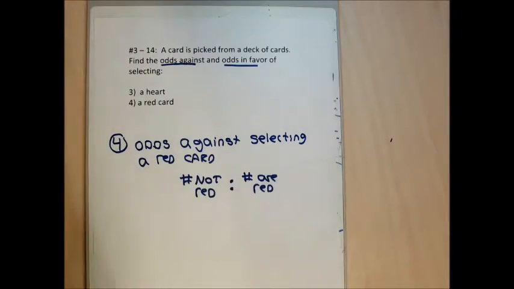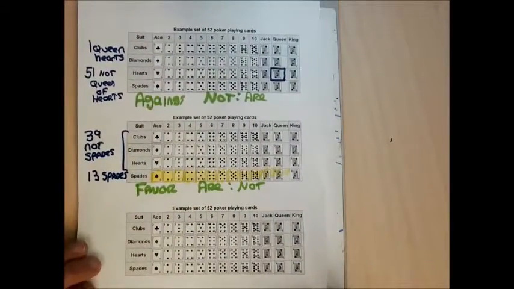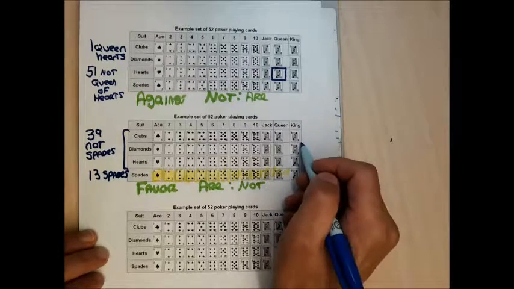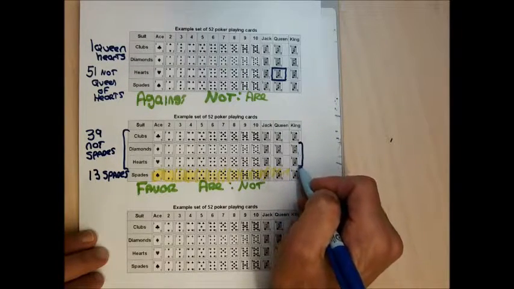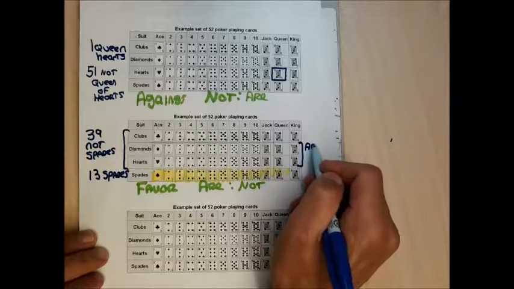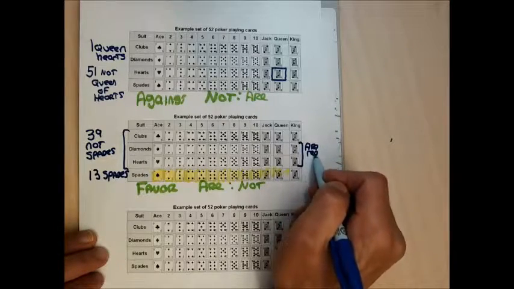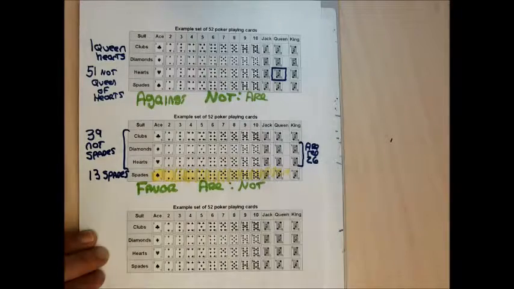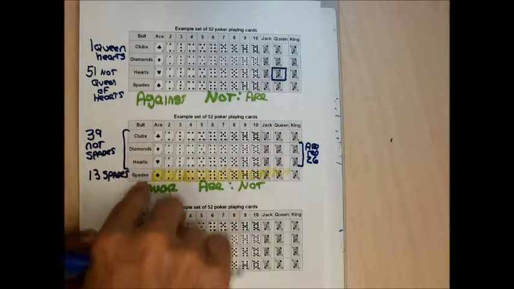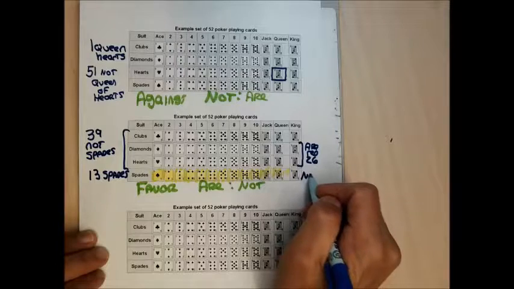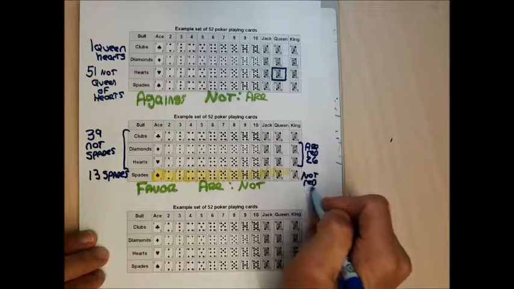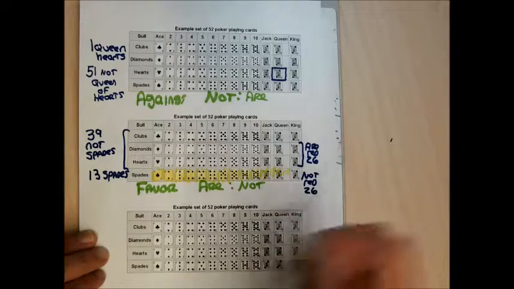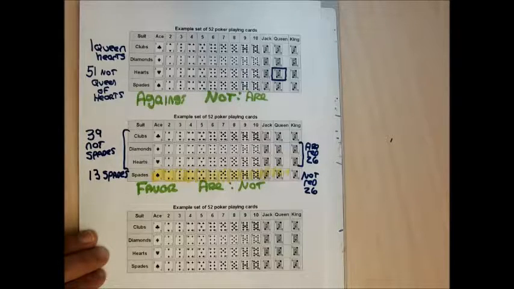So for my deck of cards, or for any deck of cards, the red cards are the hearts and the diamonds. For the number of cards that are red, there's 13 hearts and 13 diamonds. There's going to be 26 red cards. The clubs and the spades are the not reds. There's 13 clubs and 13 spades. There's going to be 26 cards that are not red.